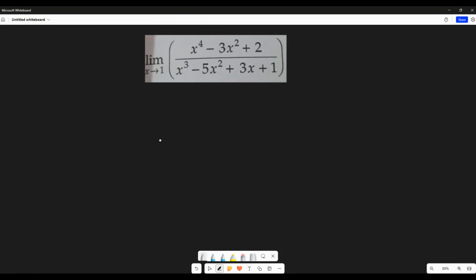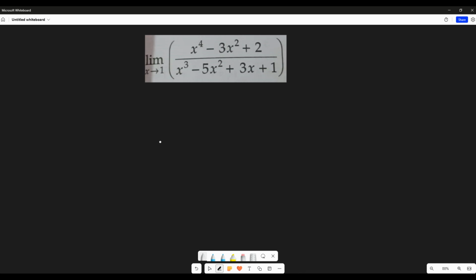Okay, let's look at this limit question that has been troubling us. We are supposed to find the limit of the expression x raised to the power 4 minus 3x squared plus 2 over x cubed minus 5x squared plus 3x plus 1 as x approaches 1. With all limit questions, we'll try direct substitution and see whether it will work.